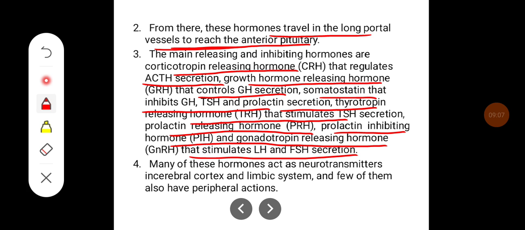Many of these hormones act as a neurotransmitter in cerebral cortex and limbic system, and few of them have peripheral actions.